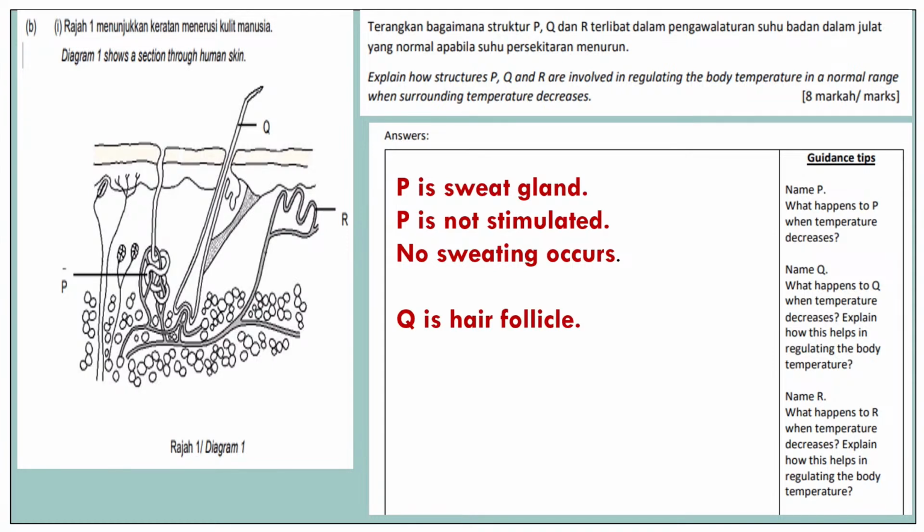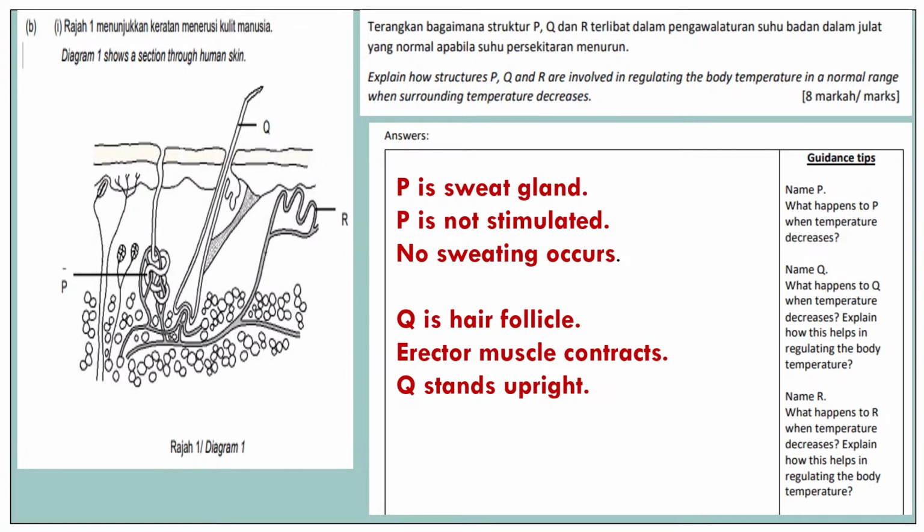Next, Q is the hair follicle. So what happens to Q when temperature decreases? The erector muscle contracts. I told you earlier, the erector muscle is the muscle that is attached to the hair follicle. So that erector muscle will contract. Therefore, Q stands upright, meaning the hair follicle will be far away from the surface of the skin.